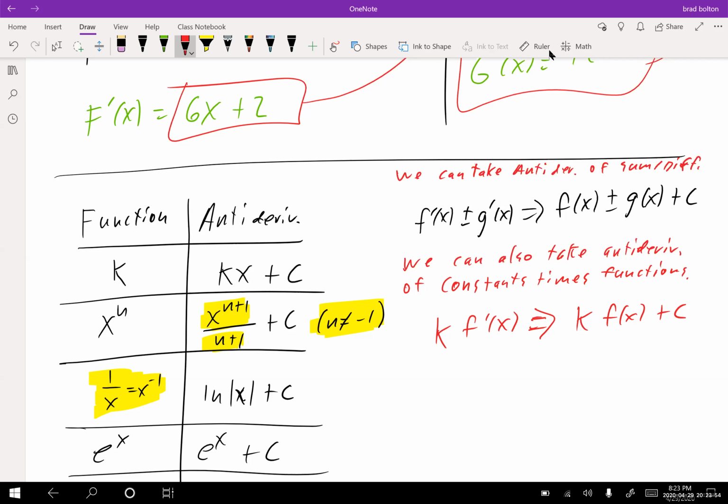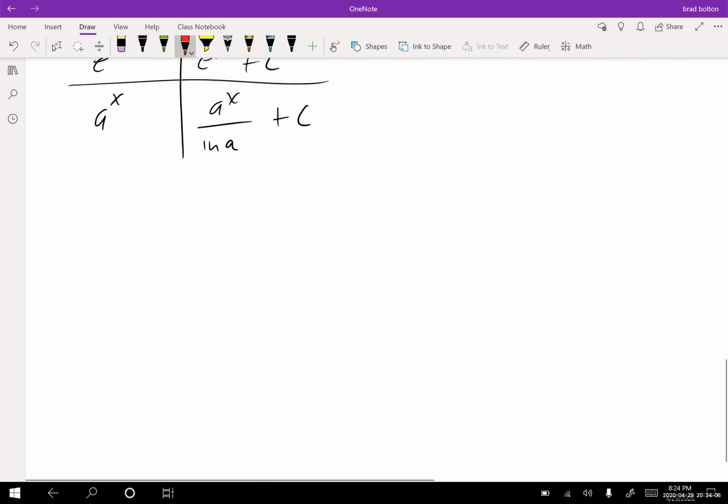So the main thing with antiderivatives is you really have to keep grounded on the derivative, and you can always check yourself by going back and taking the derivative of whatever you said the antiderivative is, and you better get back to the original function, okay?